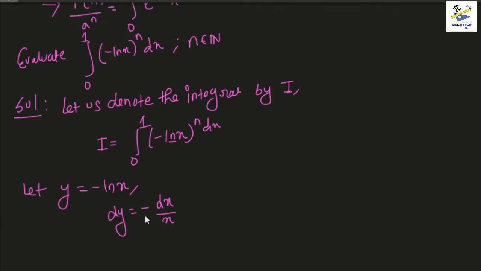Now since we have this part, dy equals minus dx by x, and for the limits we shall see that y lower should be equal to minus ln of x lower, right? Now x lower is 0, and we know that log of 0 is negative infinity. We have talked about it earlier. So minus negative infinity gives you positive infinity, right?